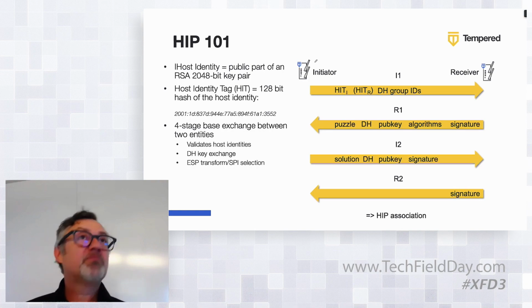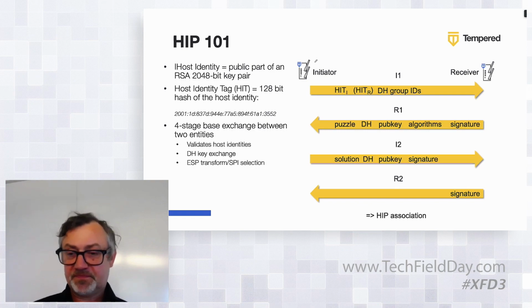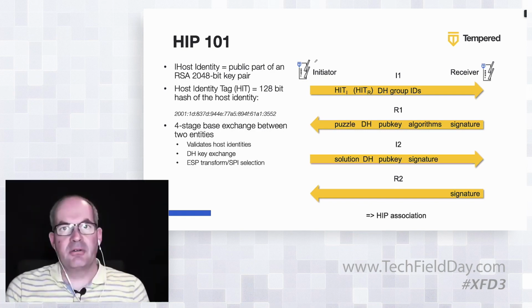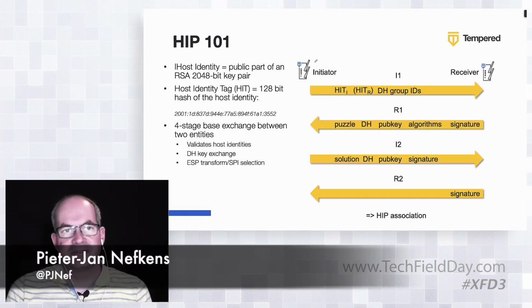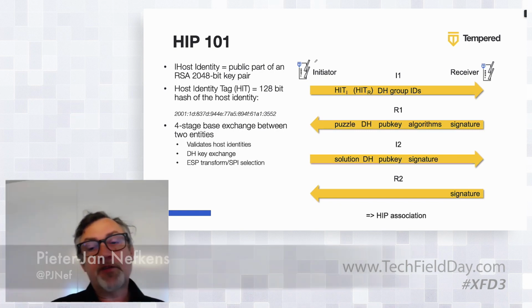All right, do we have any questions at this point? If Diffie-Hellman groups are supported? Yes, preferred Diffie-Hellman groups were supported in HIP v2. The initial version of the protocol did not allow that.